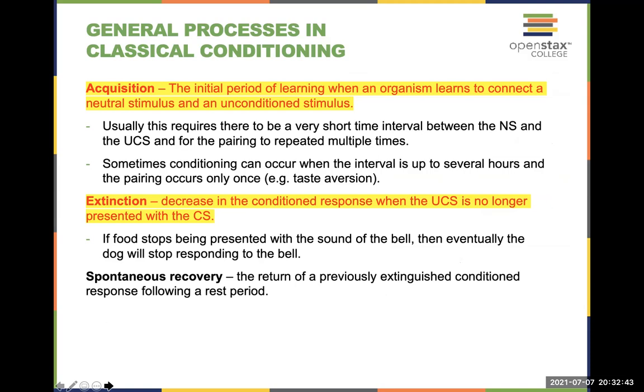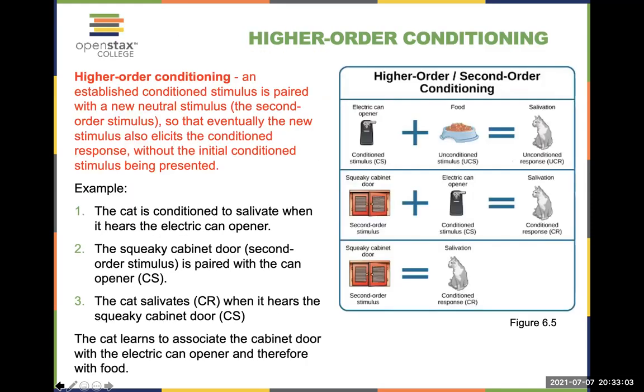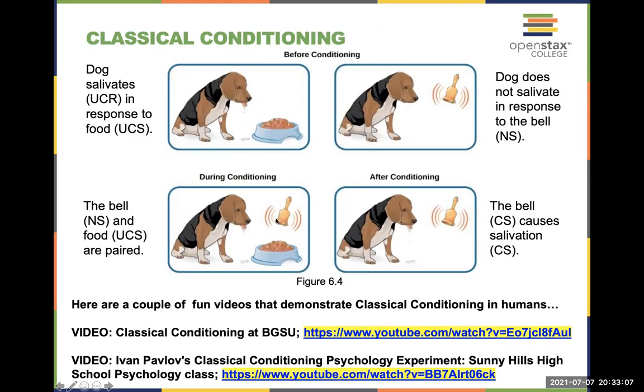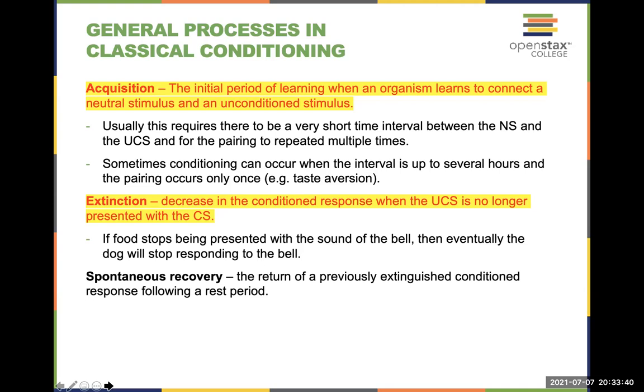So in classical conditioning, there's also some phases that can happen here, right? So the first thing I want to talk about is the acquisition phase. And that's the initial period of learning when the organism learns to connect the neutral stimulus to the unconditioned stimulus. So I'm going to back up here for a second. If you're looking at this picture, this is a demonstration of acquisition. So what's happening is the neutral stimulus is being paired with the unconditioned stimulus, right? This is what's happening with acquisition. So I kind of wanted to show that visual idea of it.